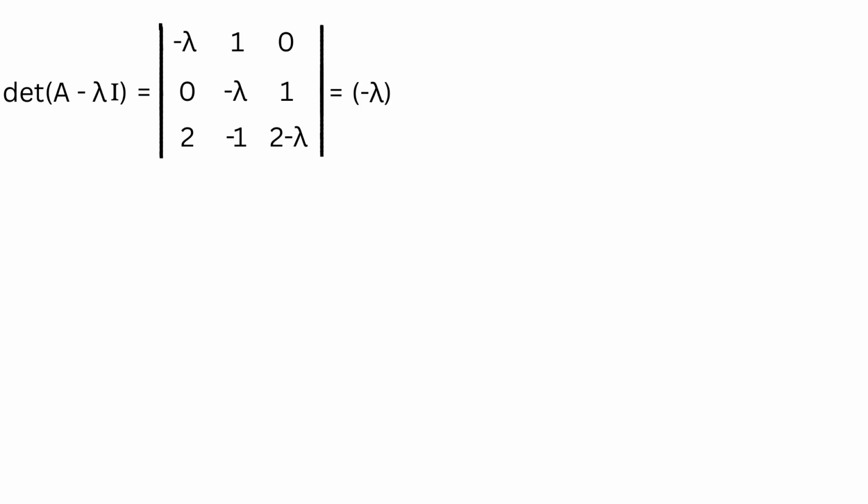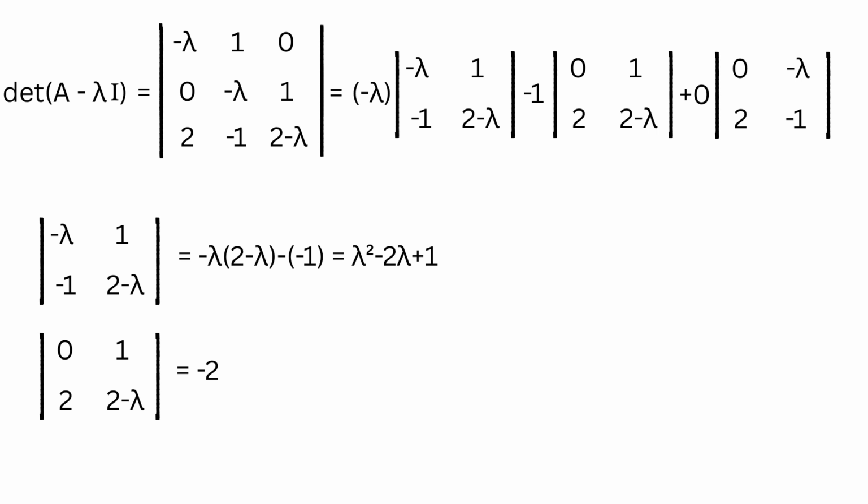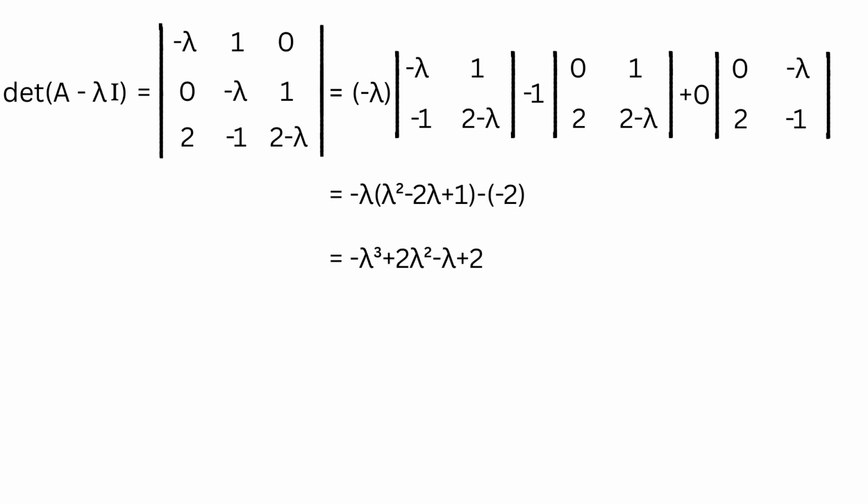First, we write the first element. We then remove its row and column, obtaining a new matrix, and multiply its determinant by minus lambda. Next, we write the second element with a minus sign. We then remove its row and column, obtaining another matrix, and multiply its determinant by minus 1. Finally, we write the third element. We then remove its row and column, obtaining another matrix, and multiply its determinant by 0. Next, we calculate these determinants in the same way as in the previous example and substitute the results into the equation. After simplifying, we obtain the following polynomial.